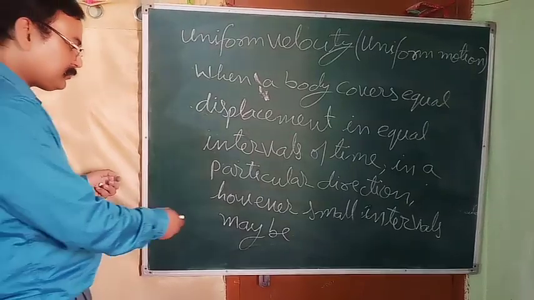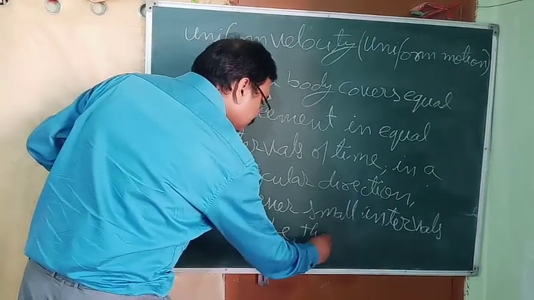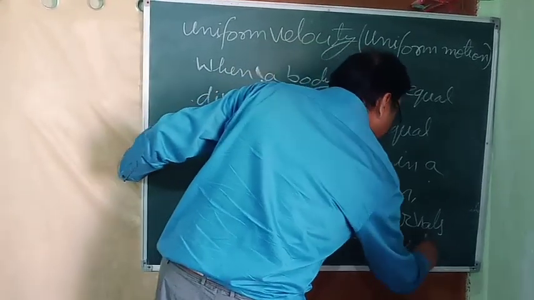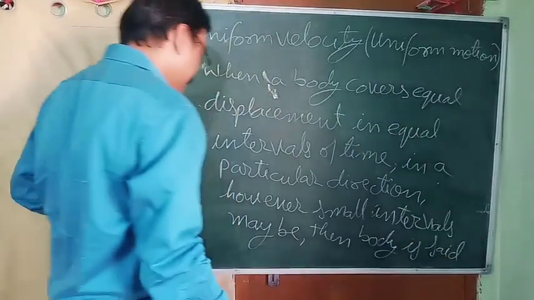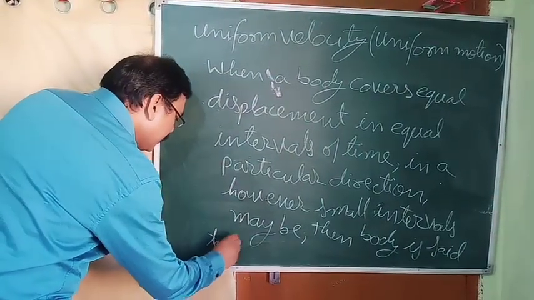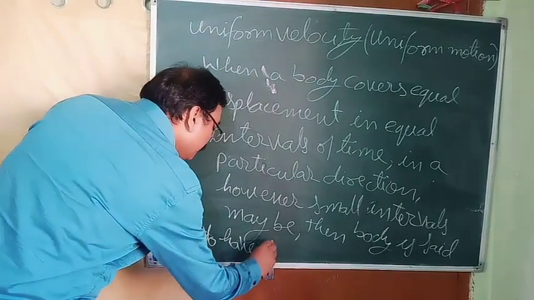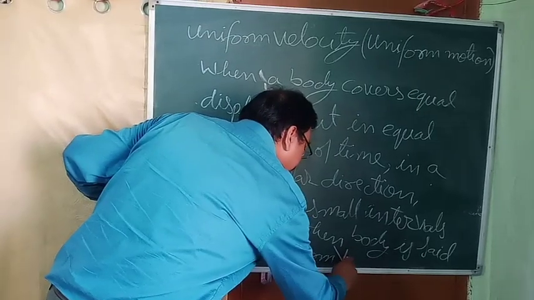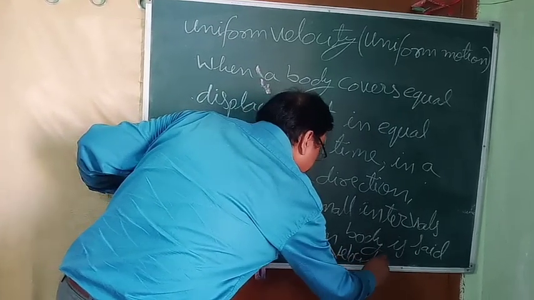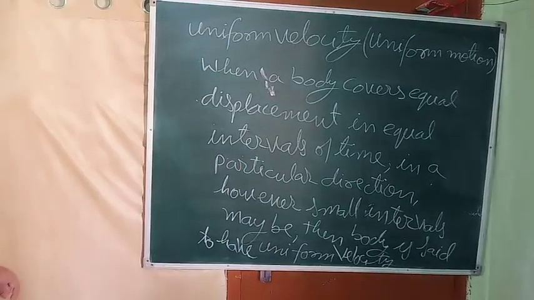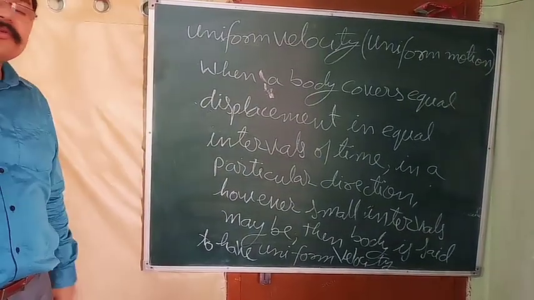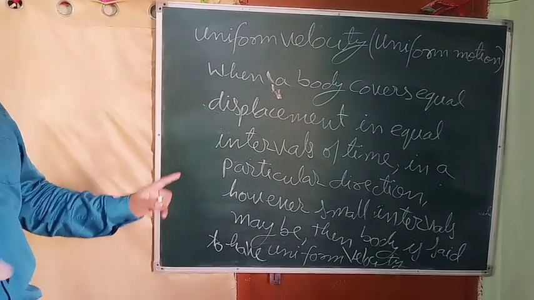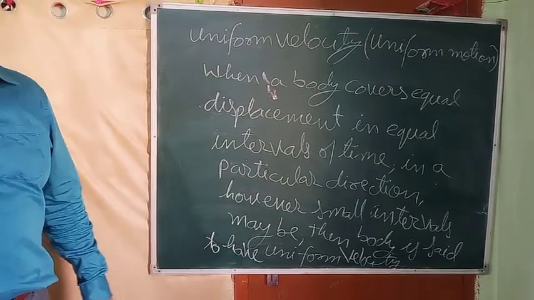Then the body is said to have uniform velocity, or uniform motion, or constant velocity.